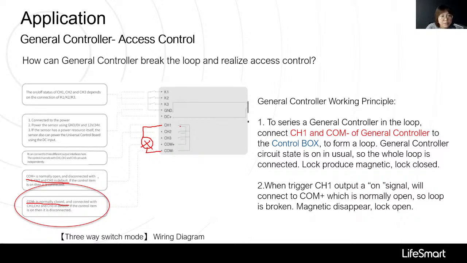If I trigger CH1, the loop will be broken, so the light will not be on.